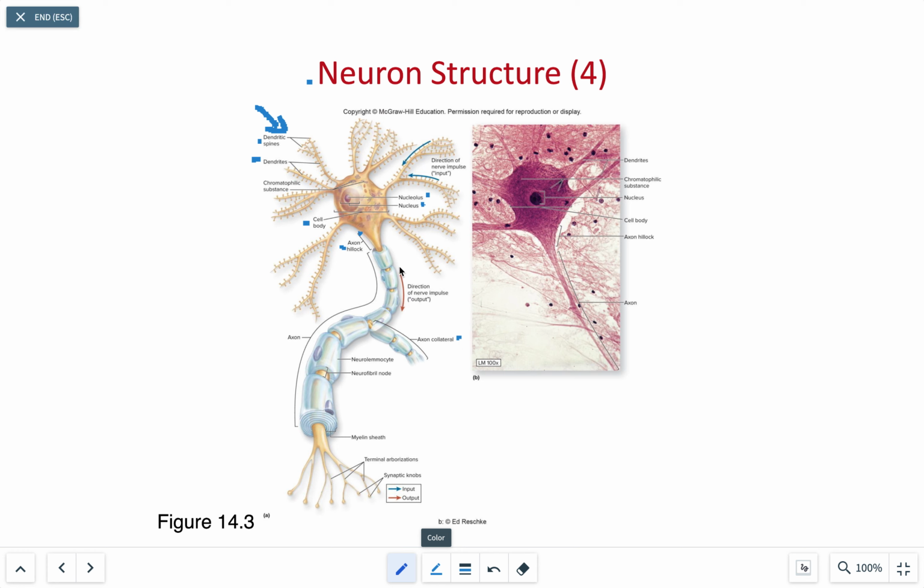Most axons, so the majority of axons and their collateral branches, are all going to have these terminal extensions called terminal arborizations. And these arborizations, at the end of the extensions, are going to be where we see the synaptic knobs, or also referred to as the axon terminals.